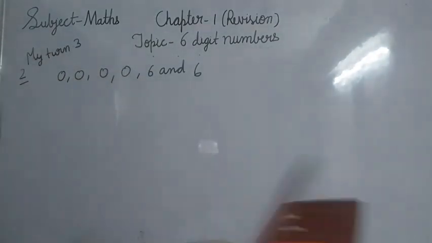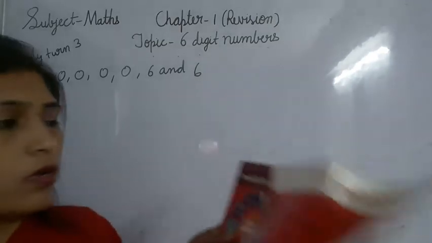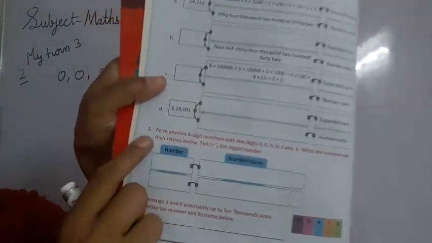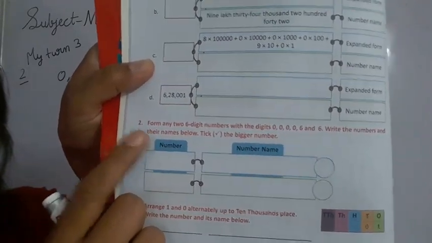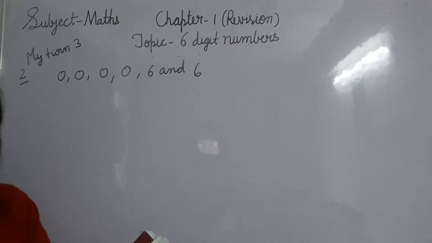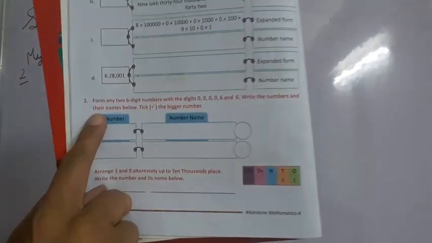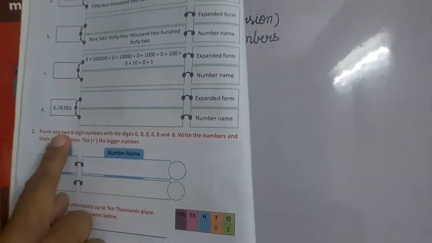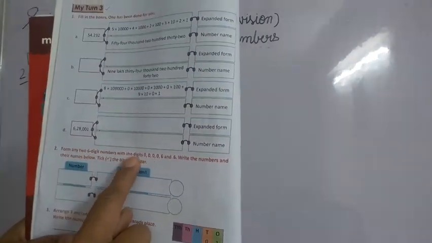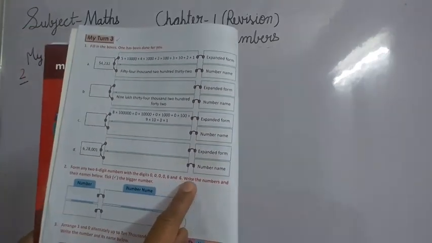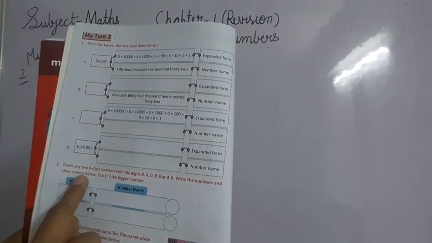So next I am solving from your practice book. My turn 3, and I am solving this second problem. If you have done it, please check whether it is correct or not. If you have not done it, please complete this. So let's read what instructions they have given us. Form any two 6-digit numbers with the digits 0 0 0 0, meaning 4 times 0, 6 and 6, 2 times 6. Write the numbers and their names below.